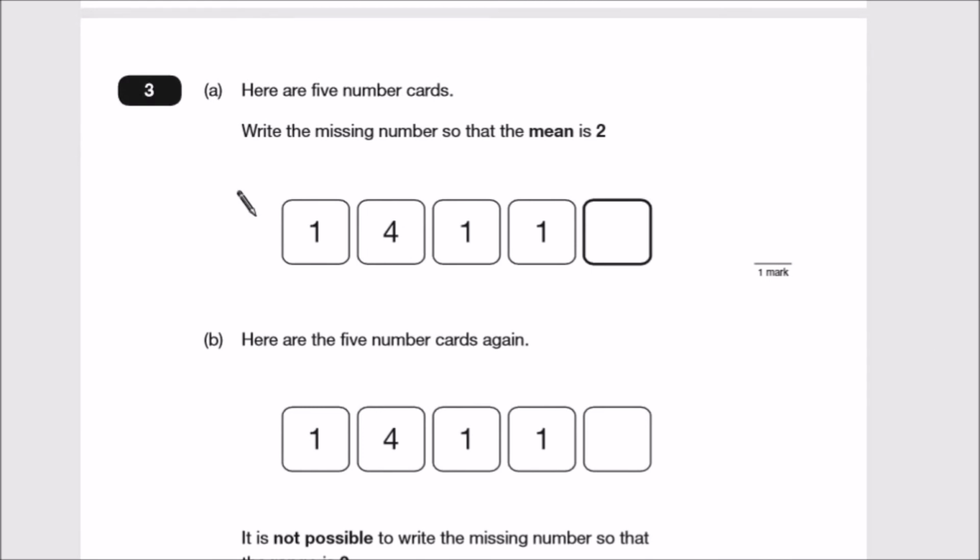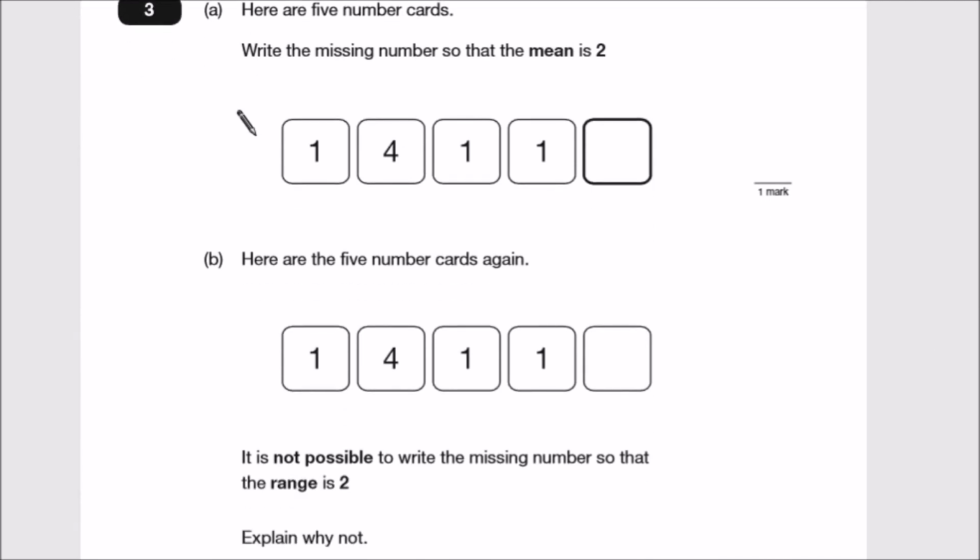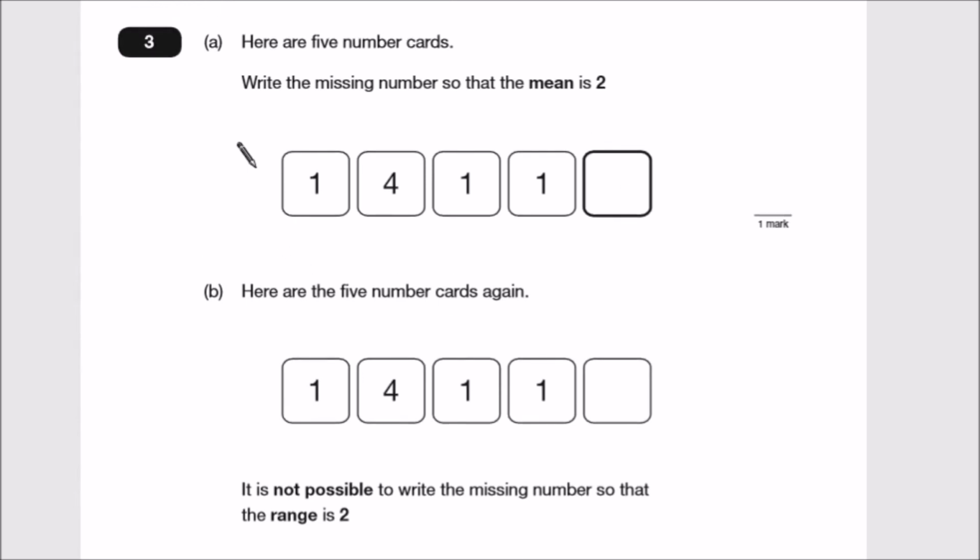Now, number 3. So here are 5 cards, and what we have to do is write the missing numbers such that the mean of these cards is 2. Now to calculate the mean, you usually have to add up every single number and divide it by how many digits. Because we've got 5 digits with one unknown, if we add up the first 4, we get 5, 6, and 7. So we have 7 plus an unknown.